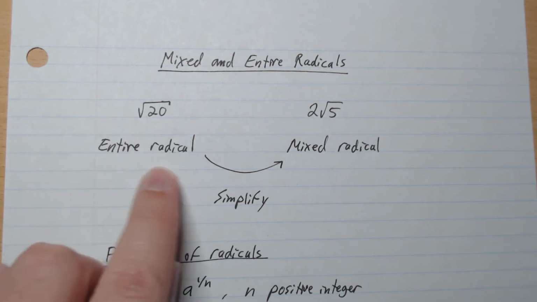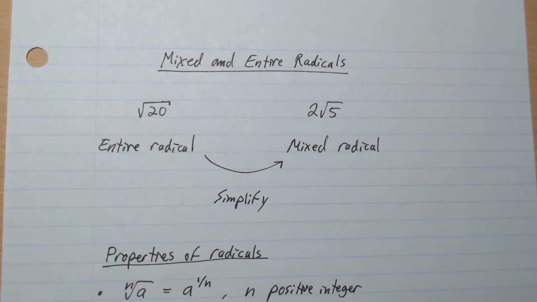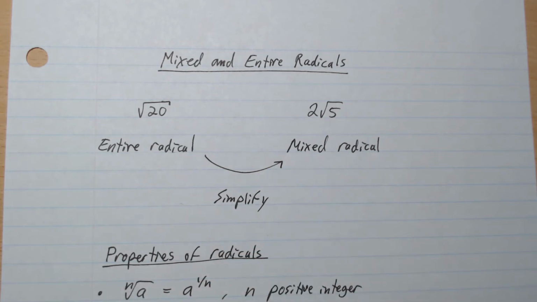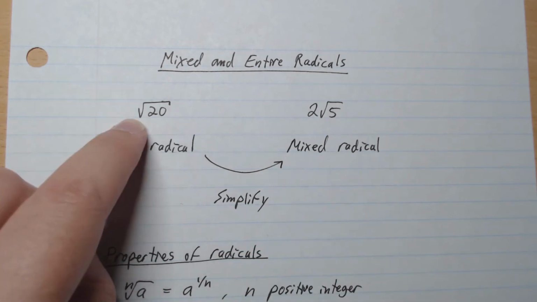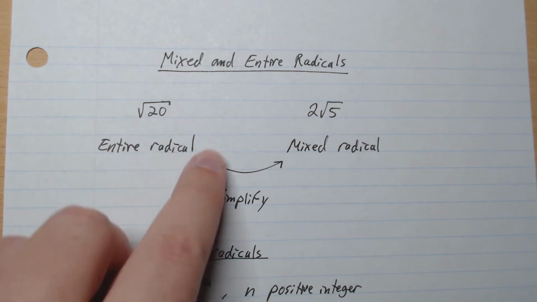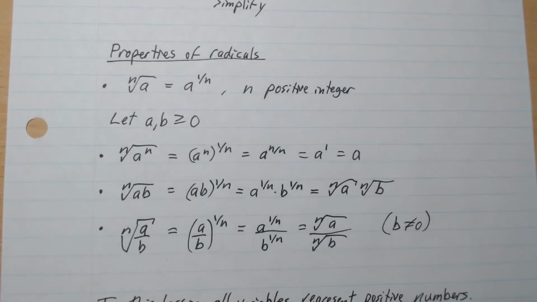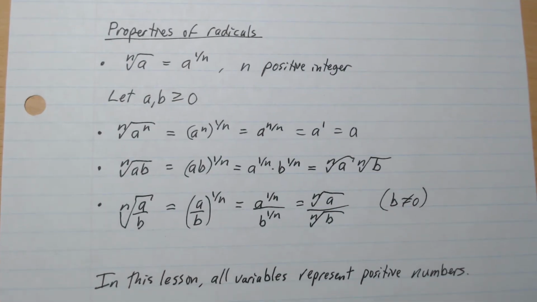So root 20 here, that's an example of an entire radical. And then 2 root 5 is an example of what we call a mixed radical. Sometimes you're given entire radicals and they say simplify. What that means is to rewrite it as a mixed radical. So let's look at some properties that we're going to use in today's lesson.